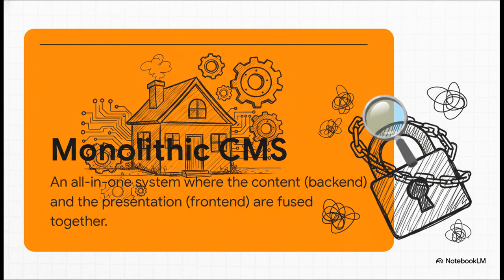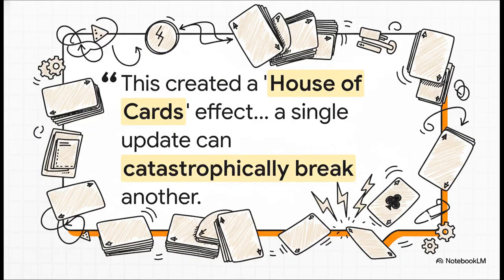And that's fine if all you have is one simple website. But the second you need something more, the problems start. And this quote just nails the risk, doesn't it? Because everything is so tightly wound together, it creates this fragile house of cards. You've got developers who are terrified to update a simple plugin because they know it might bring the whole site crashing down. It's a really precarious way to operate.